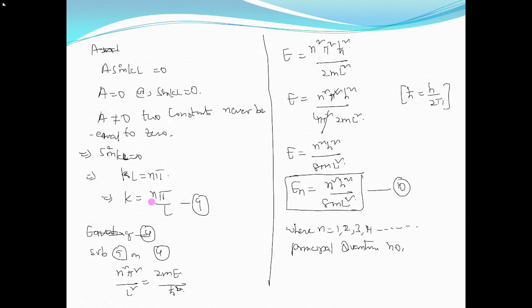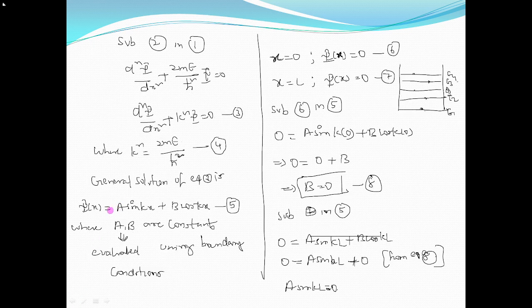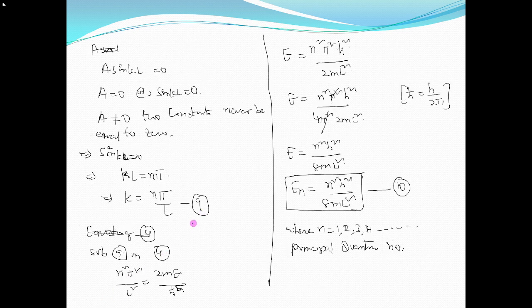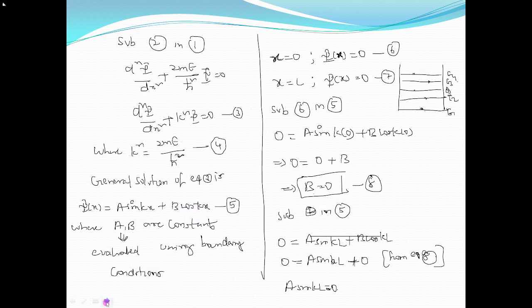We got the k value, which is equal to n pi by L, and the wave function is psi equal to a sin kx plus b cos kx. This is equation number 5. But what is b? It is 0, from equation 8. So I'll substitute 8, b equal to 0, and the k value n pi by L from equation 9 in equation 5.